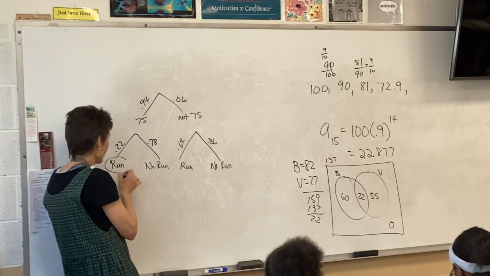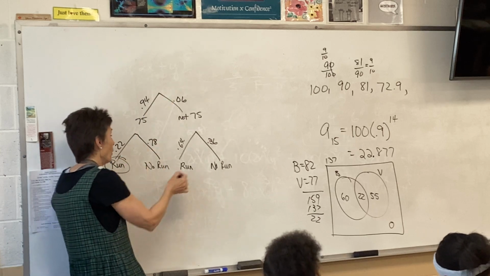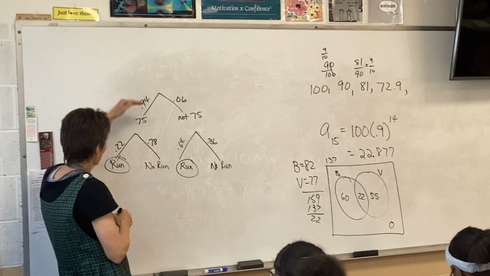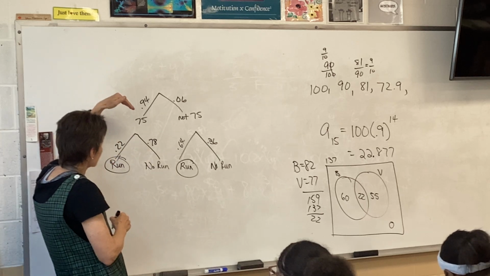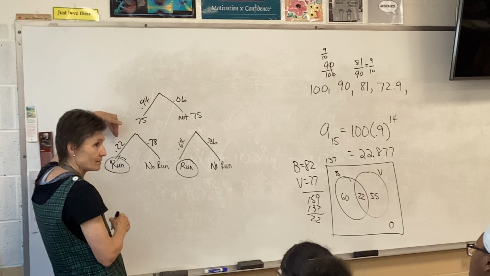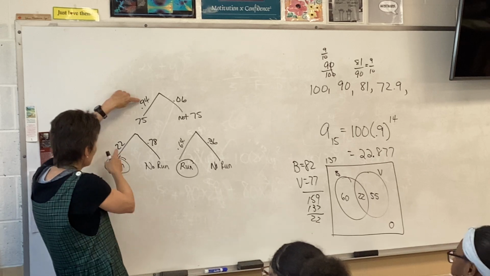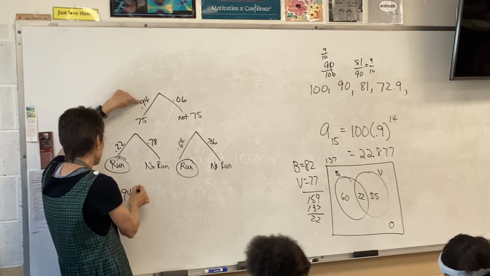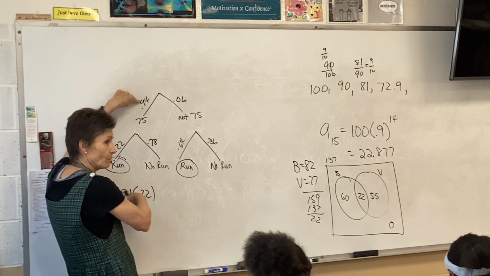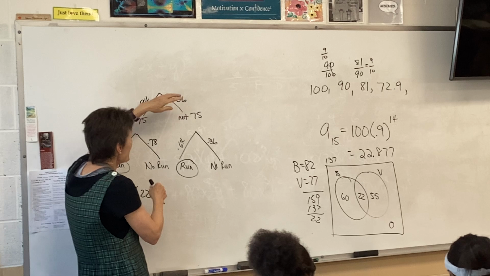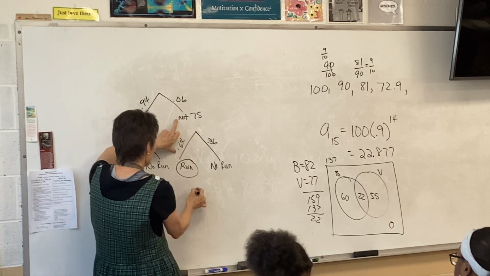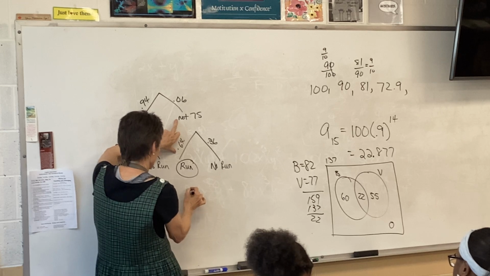Okay, well, you can run here, or you can run here. So this one is, it's hot and you're running. So what are you going to do with these two numbers? Multiply. So 0.94 times 0.22. Get whatever that is. And then it's not hot and you run. So you're going to multiply those.